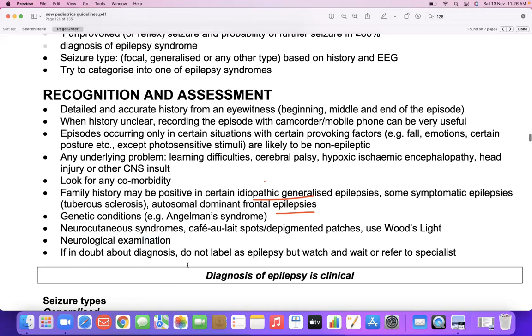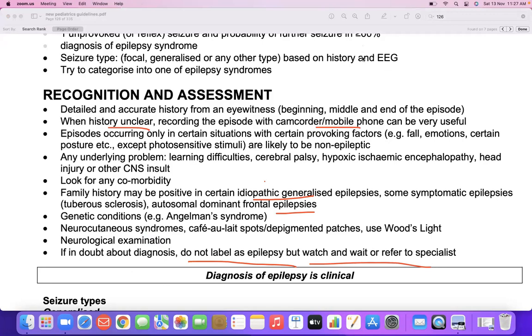If in doubt about the diagnosis, do not label as epilepsy, but watch and wait or refer to a specialist. So if it is unclear, as we said before, you will ask them to record, and if you are still not clear, you will not label it as epilepsy. You will watch and wait or refer to a specialist.